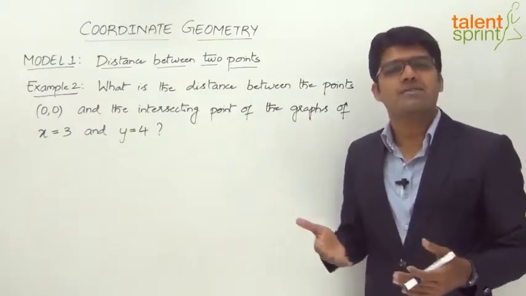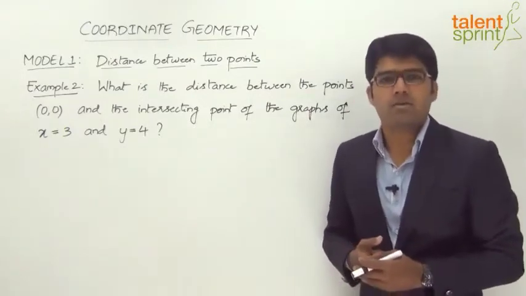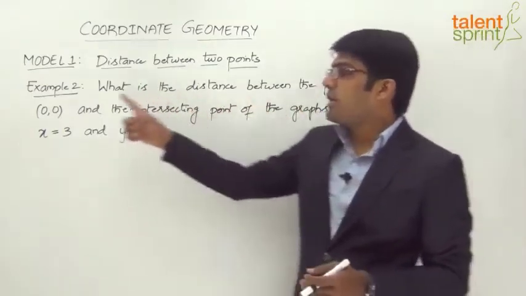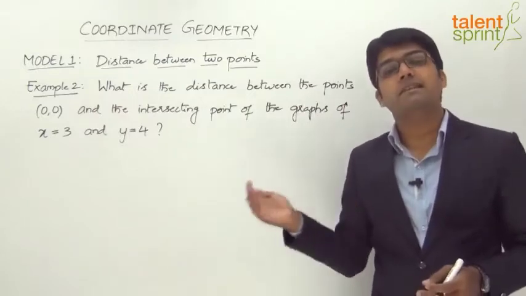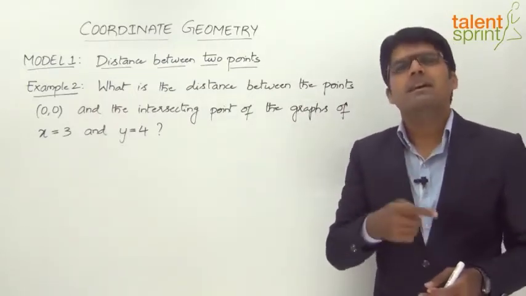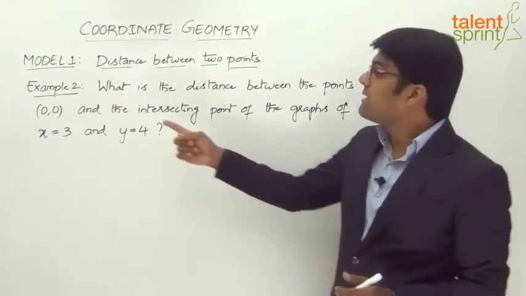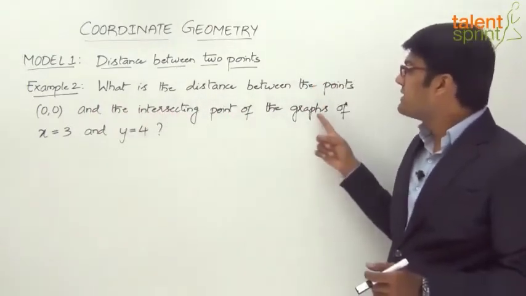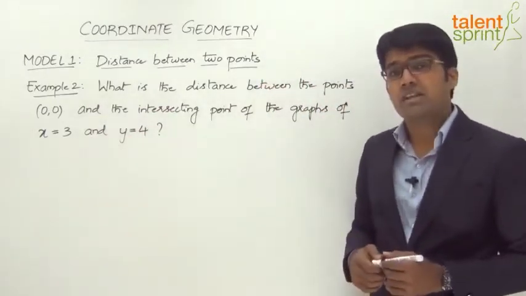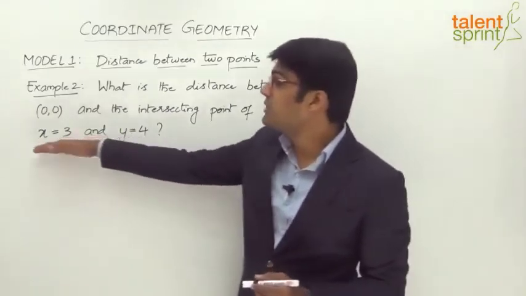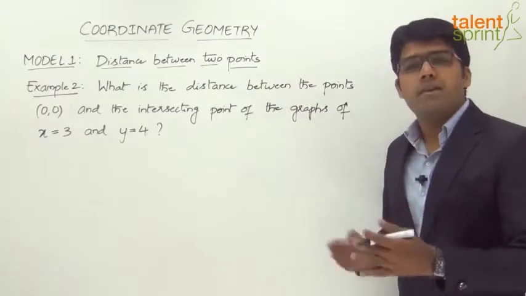We know that it can be taken as root over x2 minus x1 whole square plus y2 minus y1 whole square. Now one of the points is origin, and we also understand that when we are calculating the distance of a point from the origin, it is simply root over x square plus y square. But what is the other point? The other point is the intersecting point of the graphs of x equal to 3 and y equal to 4. So we'll actually have to look at the graphs of these two equations, x equal to 3 and y equal to 4. Well, that's not really difficult to understand.